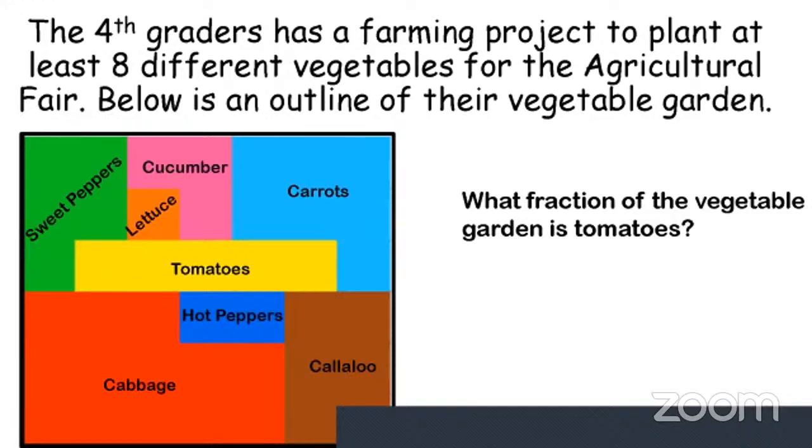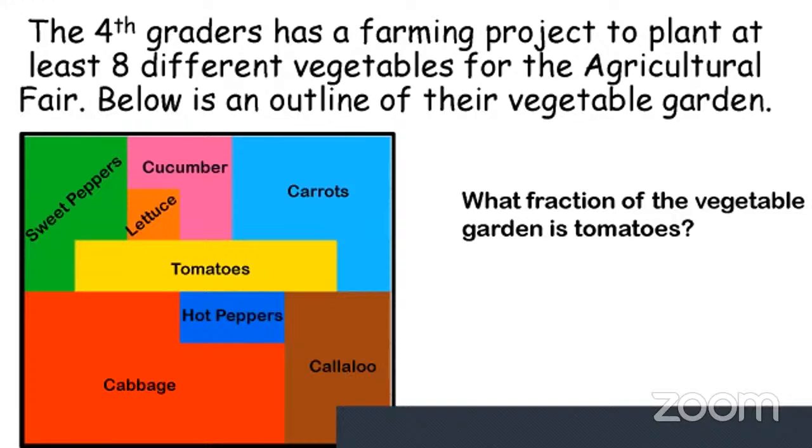All right, Jamari? Miss, I was going to say that there are 8 different sections in the vegetable garden, so that's why I would have the denominator as 8. All right, so thank you for that. Now let us look at this.